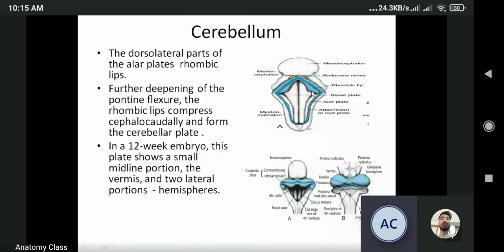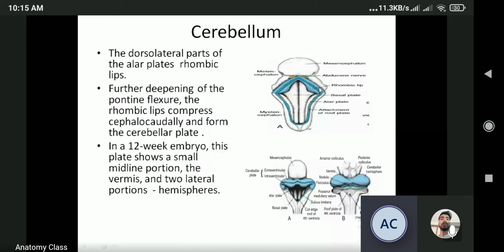So with further deepening of the pontine flexure, the rhombic lip will move, compress cephalocaudally and form the cerebellar plate. Look at here, this is the cerebellar part. First the alar plate will form the rhombic lip. Just make the flow chart. First the alar plate will form the rhombic lip and flexure will occur, then it converts into this cerebellar plate.